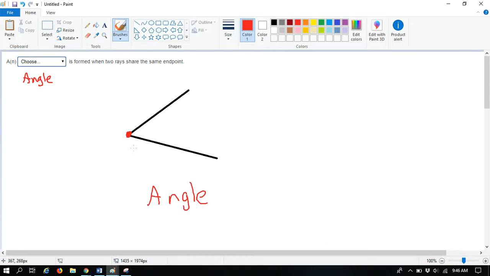And let's see, this next one was quite simple. Out of the choices from the drop-down menu, they want to know what is formed when two rays share an endpoint. Well, I have two rays and they're connected by an endpoint, and what we do is we create an angle, right? It's not a straight line, it's not a segment, it's an angle. So this right here is called an angle. So you want to choose angle from the drop-down menu right there.